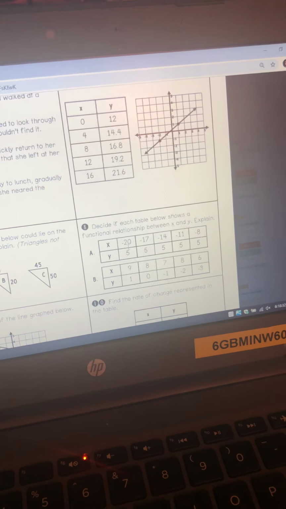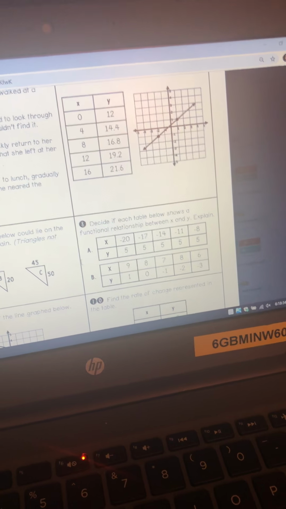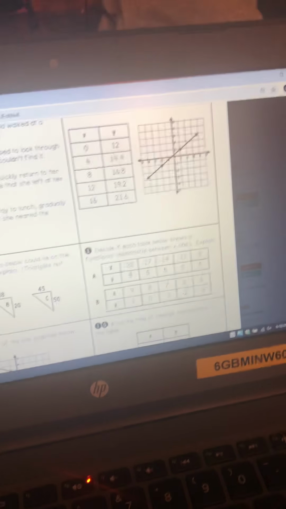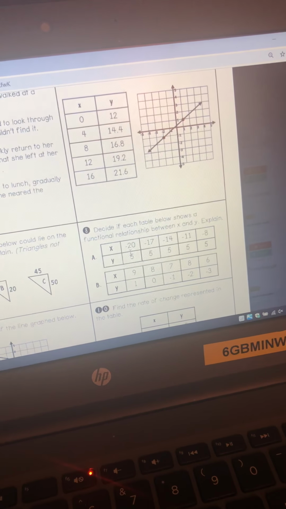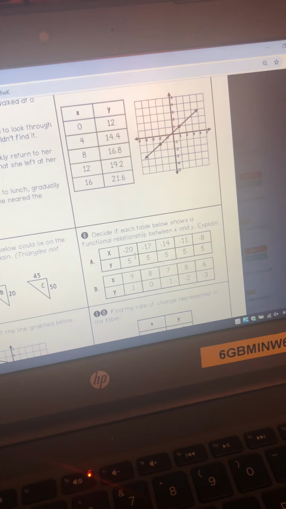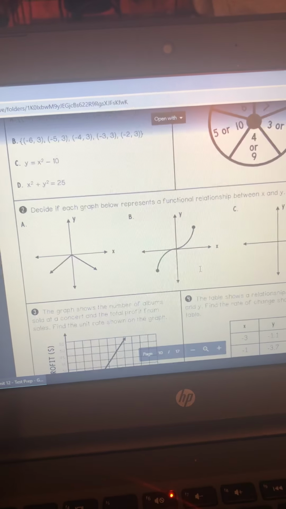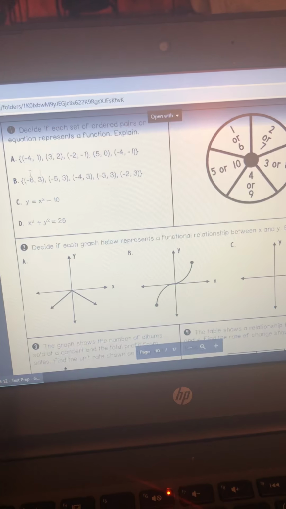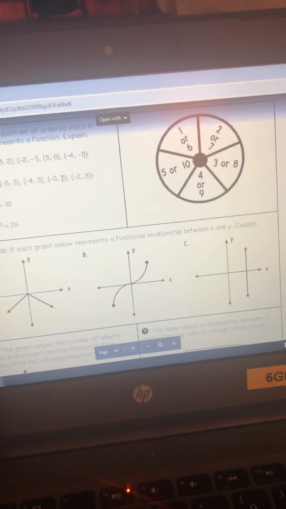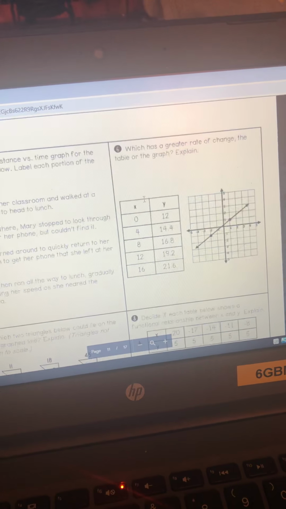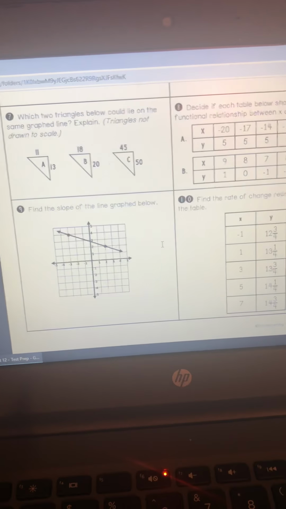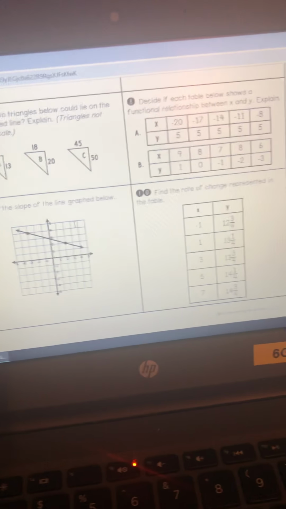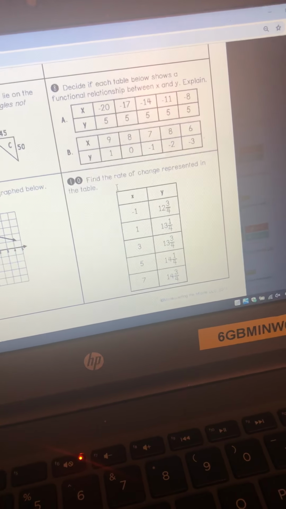Decide if something is a function or not. These aren't multiple choice. But remember, to be a function, every input has one output. So if you think back to number 1 up here, where I talked about whether ordered pairs are functions, that should help you with number 8, A and B. Number 9 is pretty self-explanatory. Number 10, again, same idea.